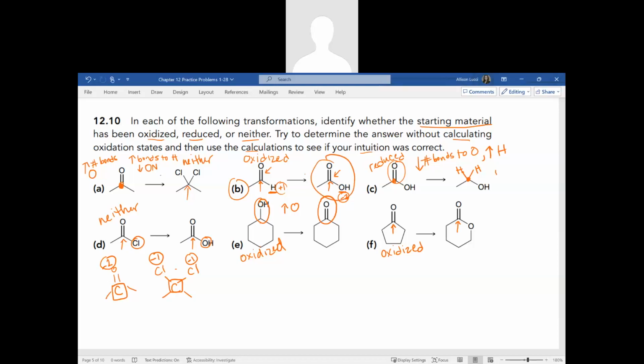So again, you can either calculate or look at the specific bonding pattern and note that when we increase or decrease bonds to oxygen, we can affect oxidation number in the most obvious way. So increasing bonds to oxygen, we increase oxidation number. And then likewise, if we increase bonds to hydrogen, we would reduce our compound and decrease the oxidation number.